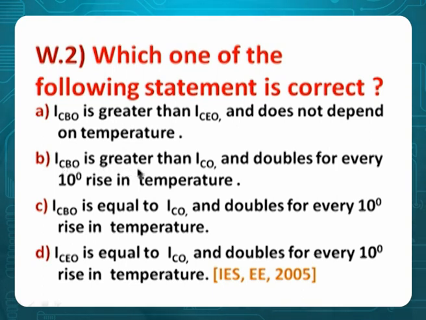ICBO is greater than IC0. And IC0 changes for every degree centigrade, so ICBO also changes. Therefore, options A and B are almost correct, but the only thing is it depends on temperature. That's why my final answer is B.